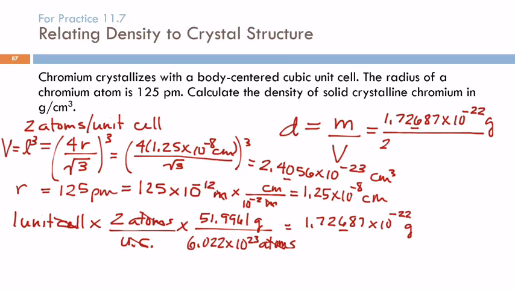So I'm going to stick that in here. 2.4056 times 10 to the minus 23rd cubic centimeters. So I've got 1.72687 times 10 to the minus 22 divided by 2.4056 times 10 to the minus 23. And I should have 3 significant figures in my answer, 7.18 grams per cubic centimeter.